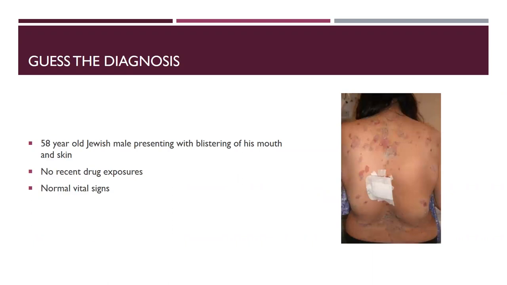All right. We have a 57-year-old Jewish man who comes in with blistering of his mouth and skin, but he's otherwise feeling fine. No recent drug exposures, normal vital signs. He looks pretty good aside from having lots of bulla on his body.